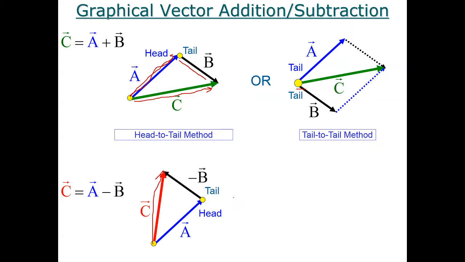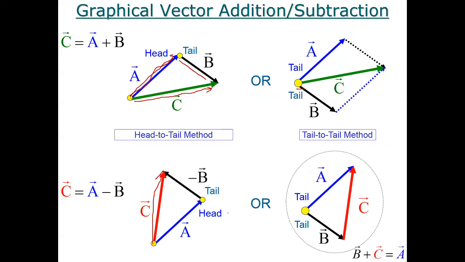Another way we can do this is the tail-to-tail method. If we think about this, if C is equal to A minus B, then we can add B to both sides, and that means B plus C is equal to A. So if we put our A and B vectors tail to tail, then B plus C gives us A, so the vector from the head of B to the head of A is this C vector that we're looking for. That corresponds to A minus B. Notice these two vectors here are exactly the same, so this works.